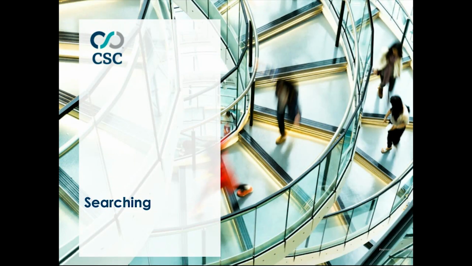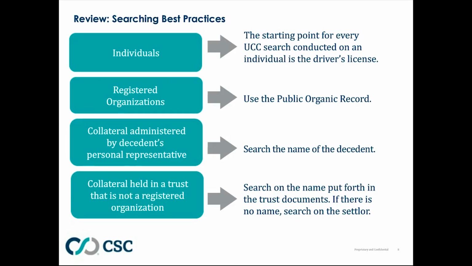Next up is UCC searching. Searching best practices. On this page, we have an illustration. On the left, you have the search subject, and on the right, the best search practice. We'll go down the line here. With individuals, the starting point for every UCC search conducted on an individual is the driver's license. Below that, we have registered organizations. Here, you would use the public organic record.